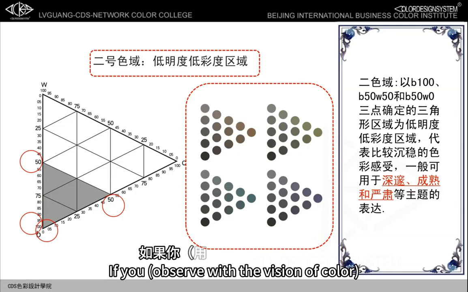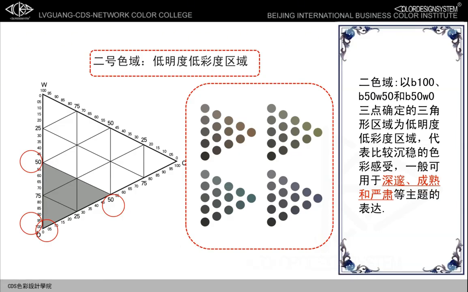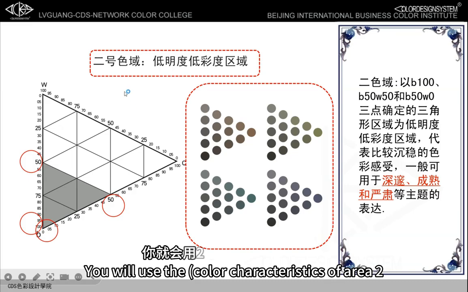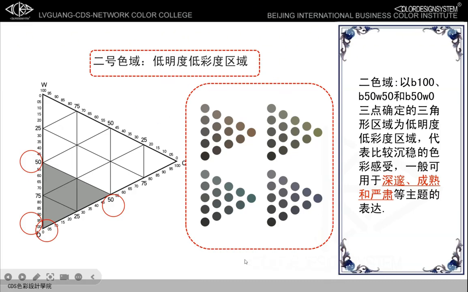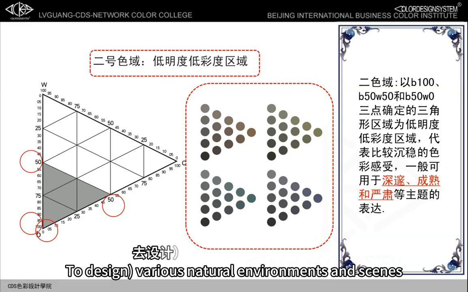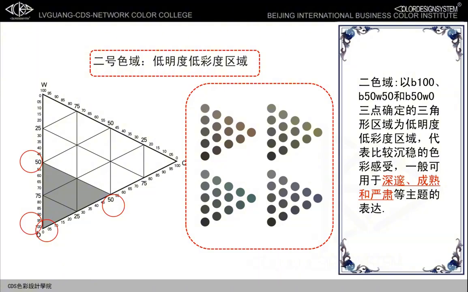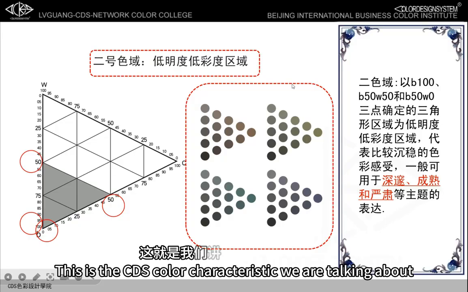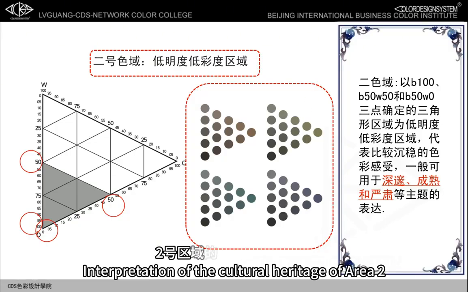If you observe with the vision of color, think with color thinking, you will use the color characteristics of area 2 to design various natural environments and scenes. This is the CDS color characteristic we are talking about. Interpretation of the cultural heritage of area 2.